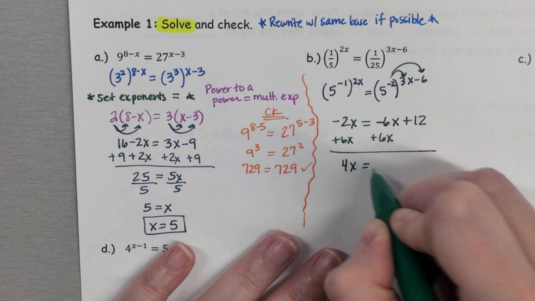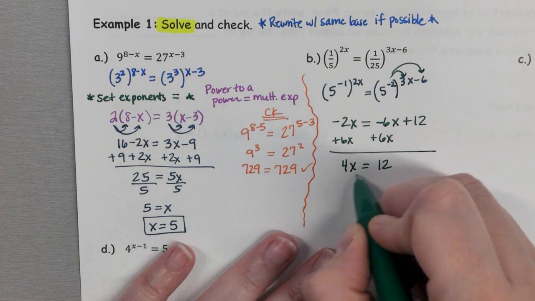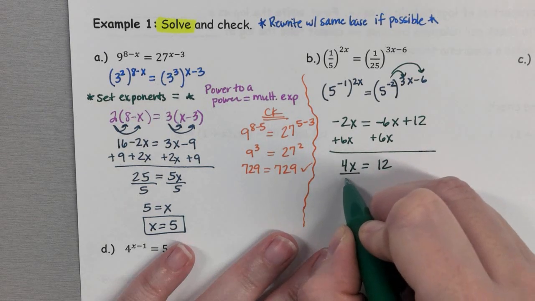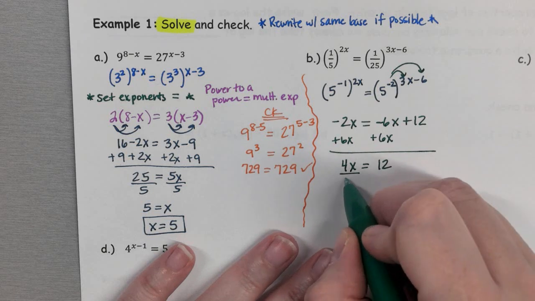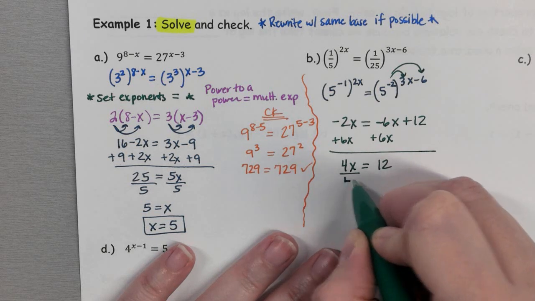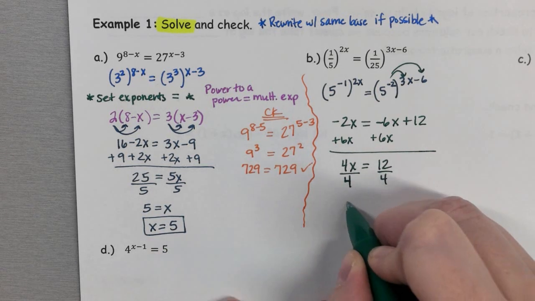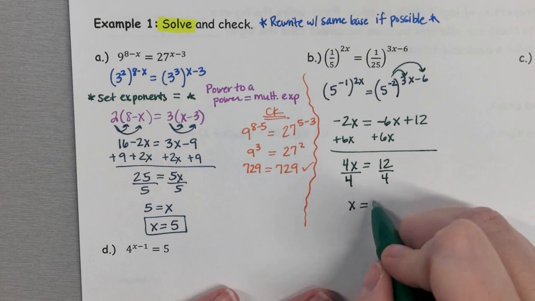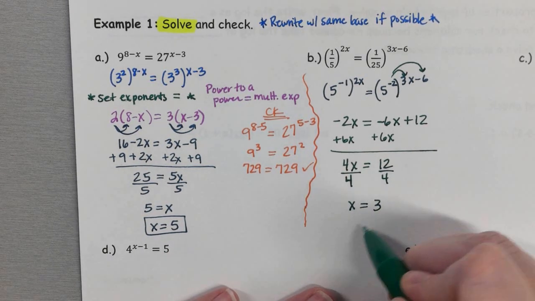Okay, so we'll get 4x equals 12. Divide both sides by 4. And then your x value is 3.